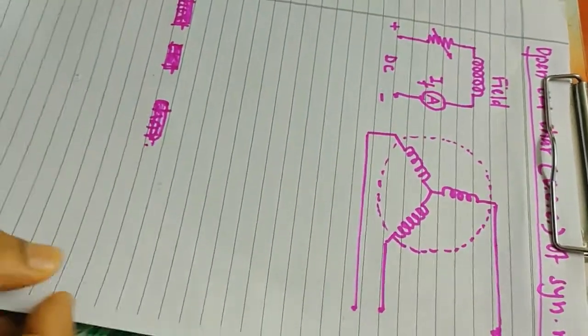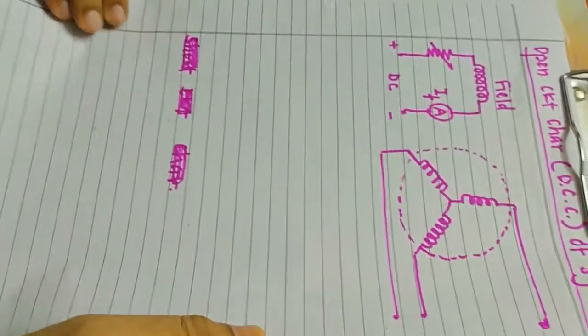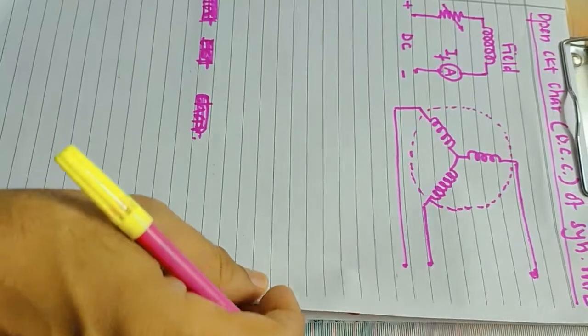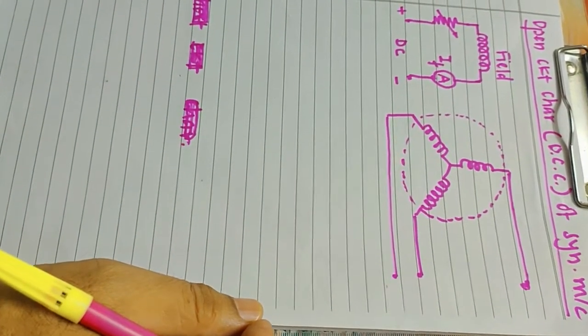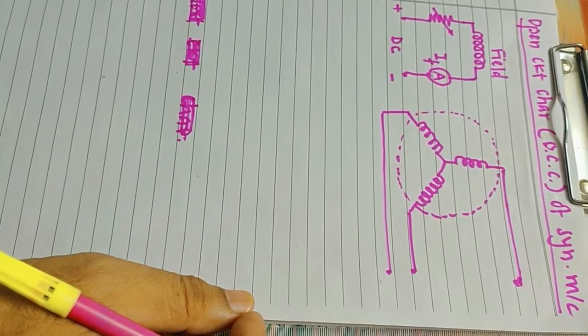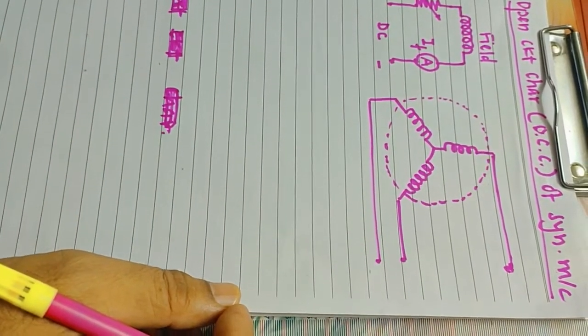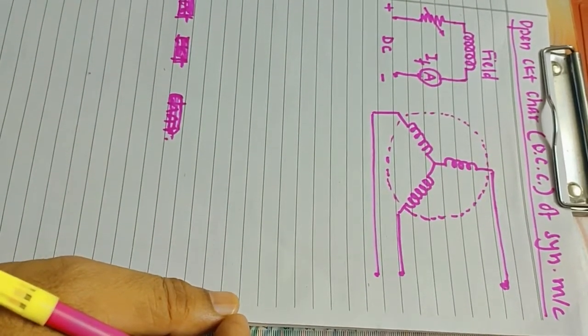Open circuit characteristics of the synchronous machine. Generally, open circuit characteristics and short circuit characteristics are taken on a synchronous machine to determine the winding parameters of the machine, and from that the performance of the synchronous machine can be checked.